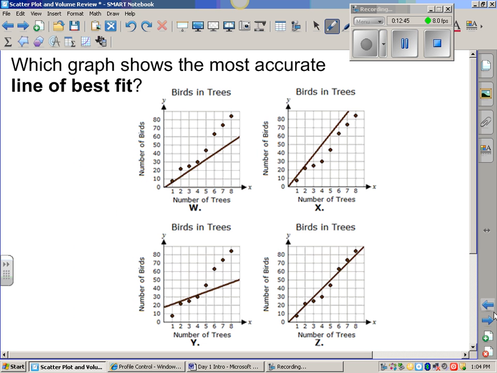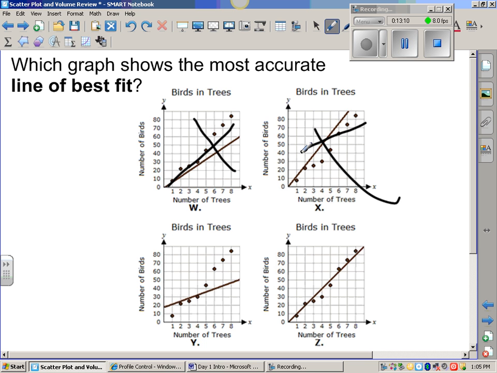Which graph shows the most accurate line of best fit? Again, very important to understand this line of best fit. Here are 4 examples of the exact same scatter plot. It's all positive linear associations, but this line is too low. You got a bunch of data points above, not going to work. This one is the opposite. Your line of best fit follows the trend, but it's too high. All the data points end up below.